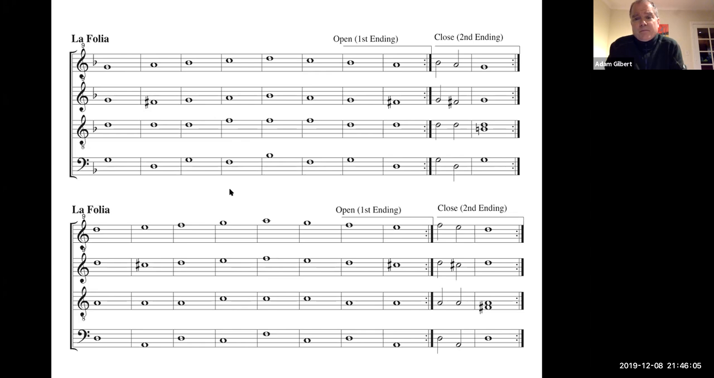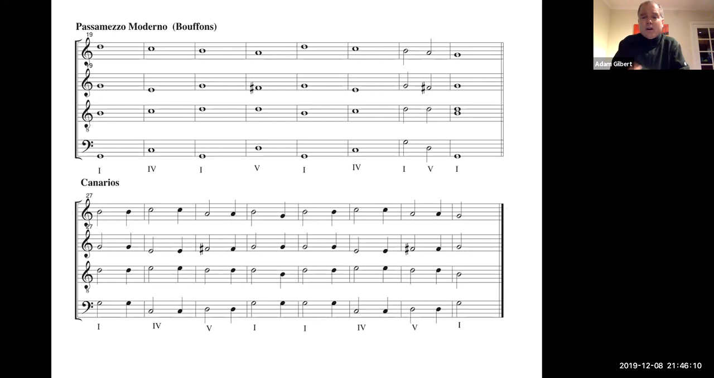The next thing is that so far we've been doing Romanesca all in a minor key. But we also have examples from 1540 of pieces in major. And a passamezzo again was just a dance step. In the beginning they just called it passamezzo, and then they made a distinction between the modern one and the old one.